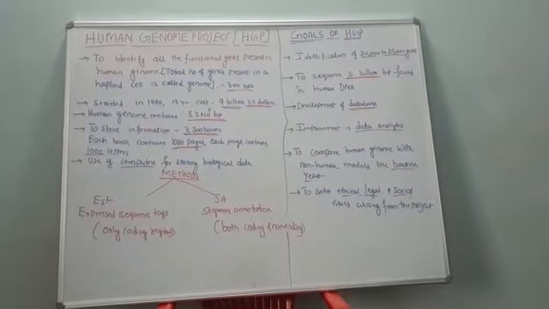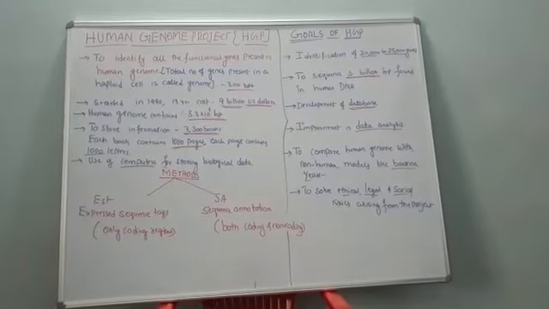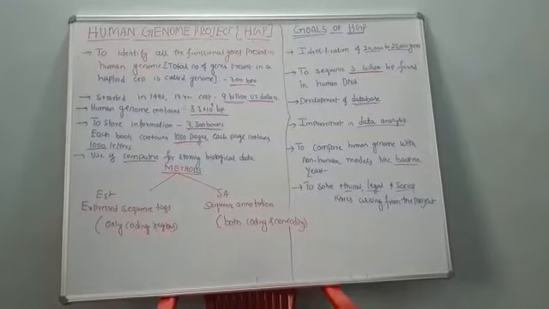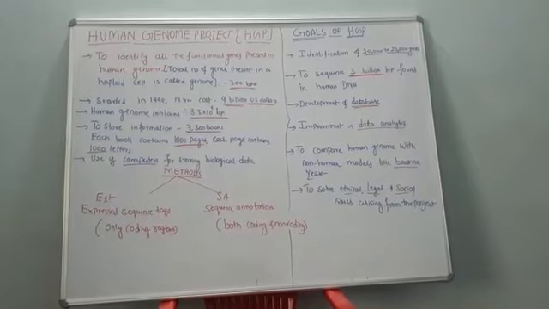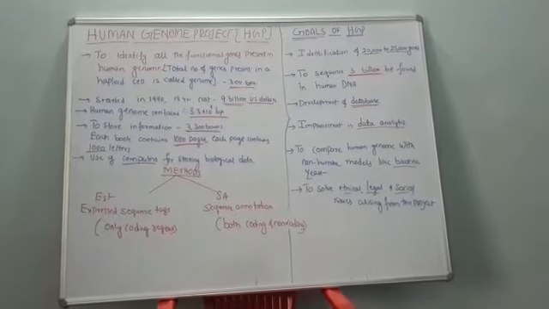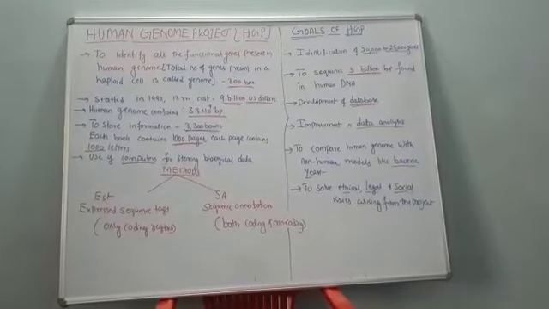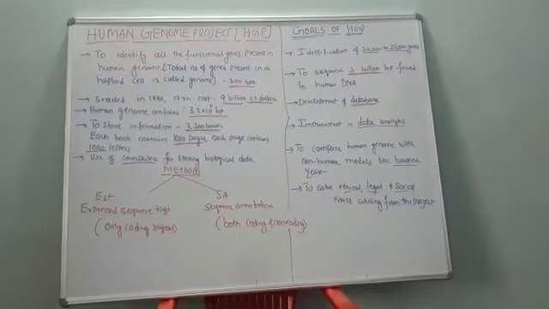Essential for the how to sequence. Okay, sequencing is the main goal of the project, but how to sequence? So scientists have developed two methods. One method is called expressed sequence tag, and the second one is sequence annotation. Let me clarify the definition of EST. What is expressed sequence tag?